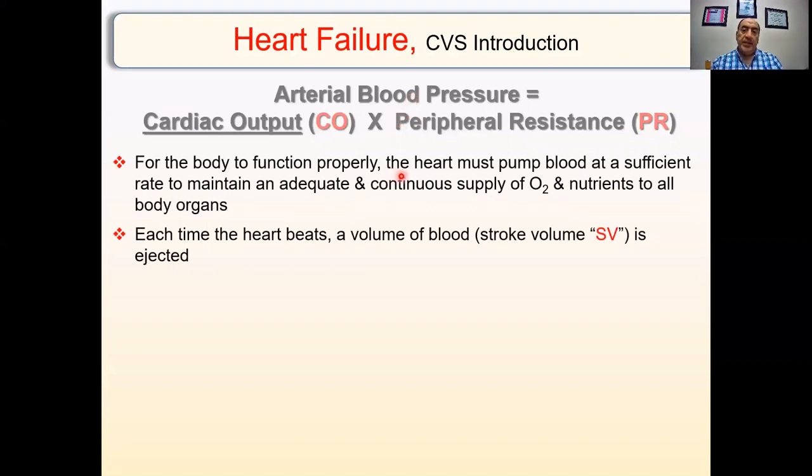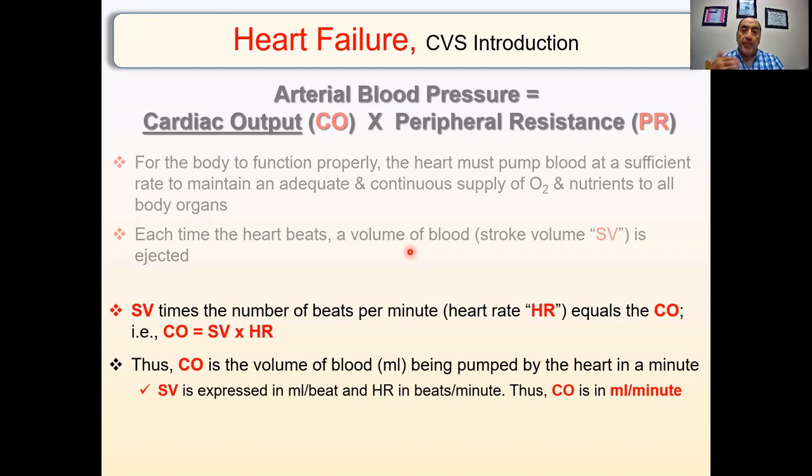So the body needs to pump blood at a sufficient rate to maintain adequate and continuous supply of oxygen and nutrients to body organs. Each time the heart beats, a volume of blood is ejected. So the amount of blood pumped by the ventricles each beat is called stroke volume. So each systole, this is called stroke volume.